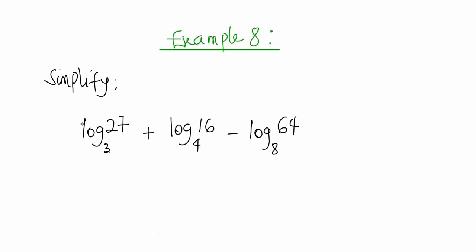Example 8 is to simplify logarithm of 27 base 3 plus logarithm of 16 base 4 minus logarithm of 64 base 8. Now with this, we are going to express the 27, 16, and 64 as powers of numbers, that is a base and exponent. Based on the fact that the bases are not the same, we cannot apply the laws of logarithm directly. So in cases where you don't have the bases to be the same, it is possible to express the argument as powers of numbers.